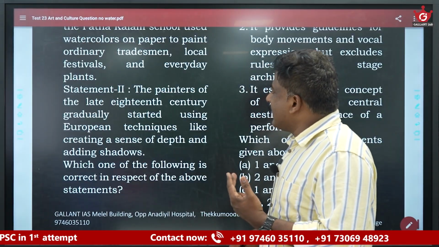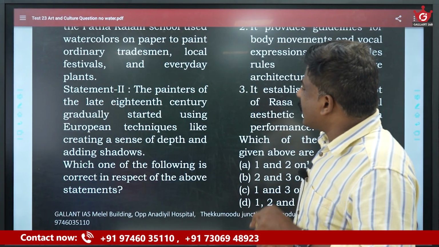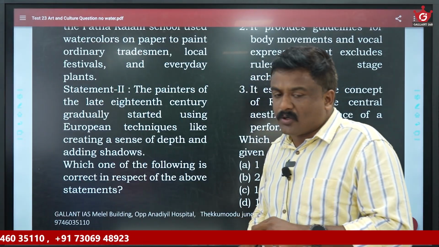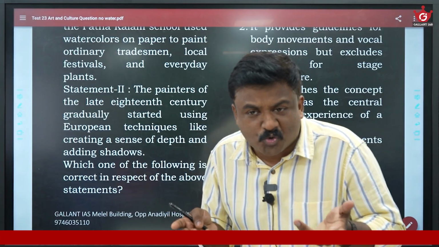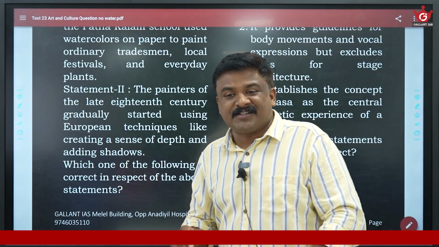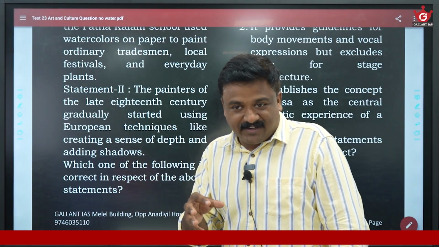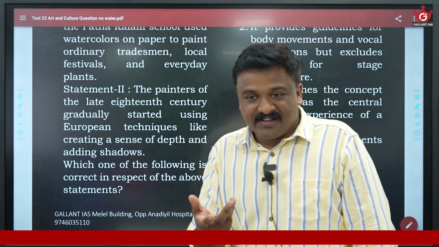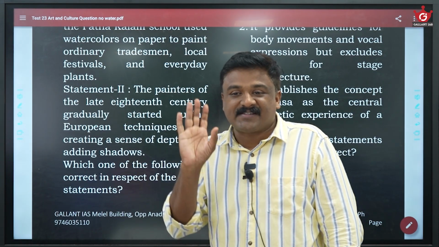But the second statement is that the painters of the late 18th century gradually started using European techniques like creating a sense of depth and adding shadows. Yeah, the artists of this school used European techniques. That is also super fine. Both the statements are correct here. But the problem is, the first statement is talking about the subjects of painting. The second sentence is talking about the technique of painting. So the second sentence is not accurately explaining the first sentence.